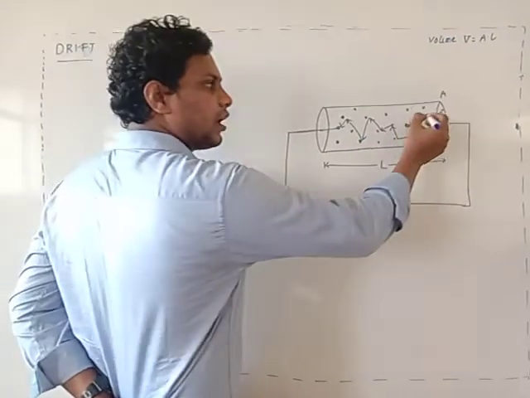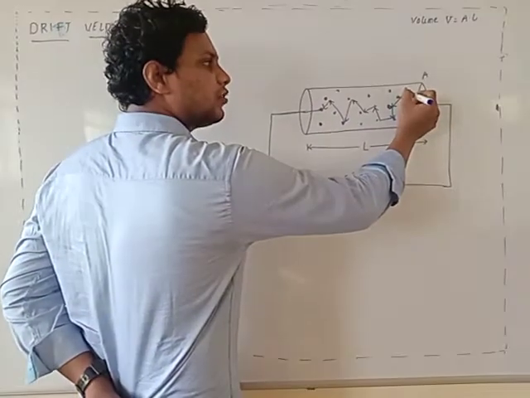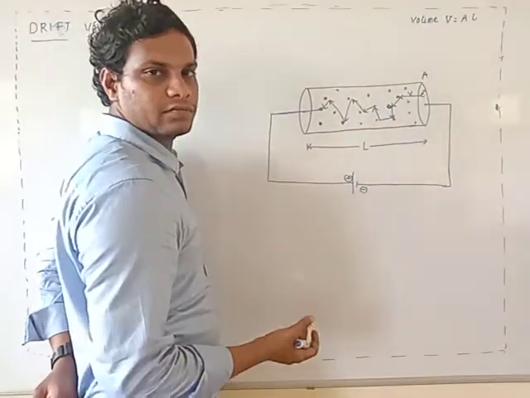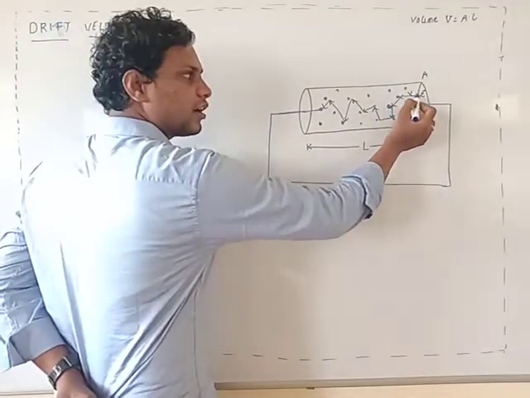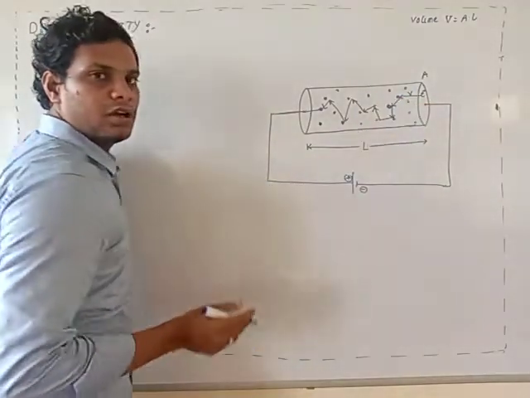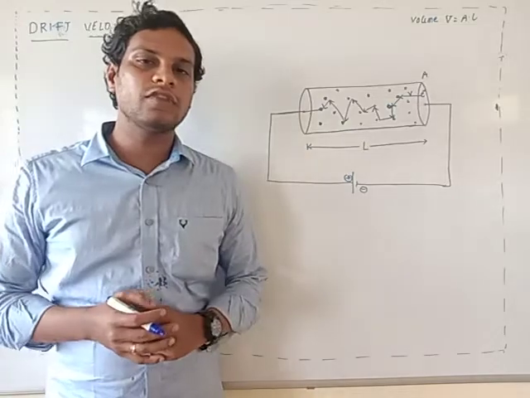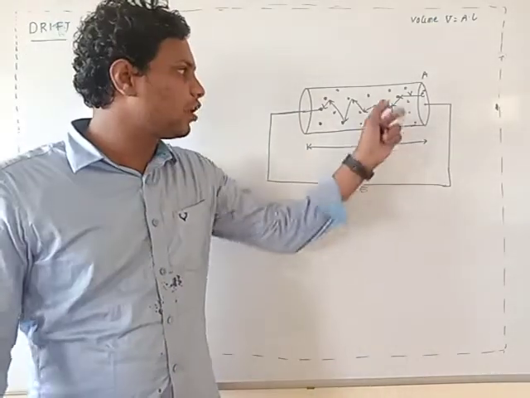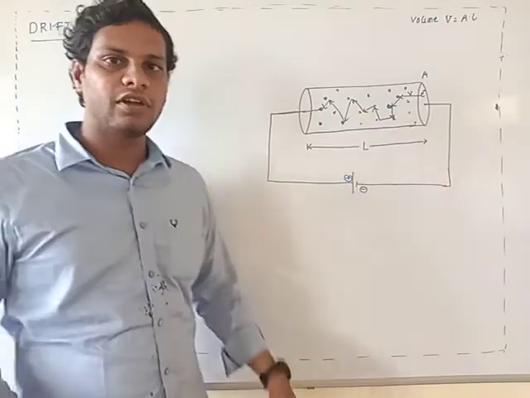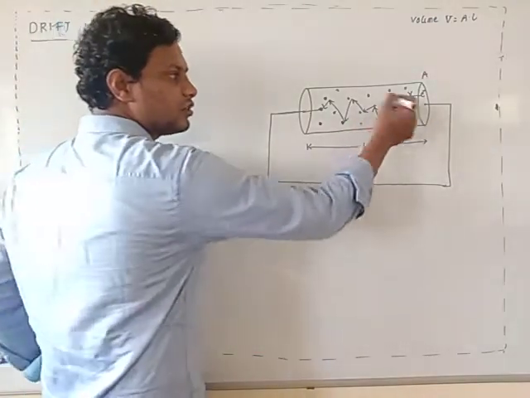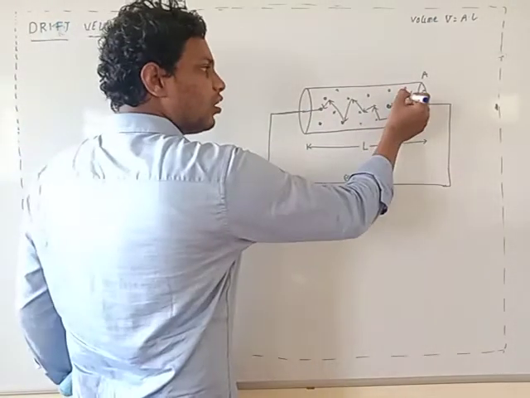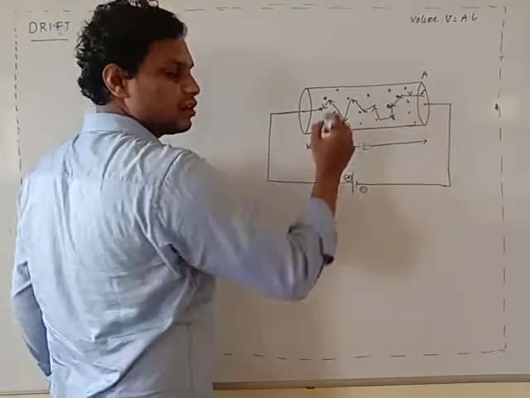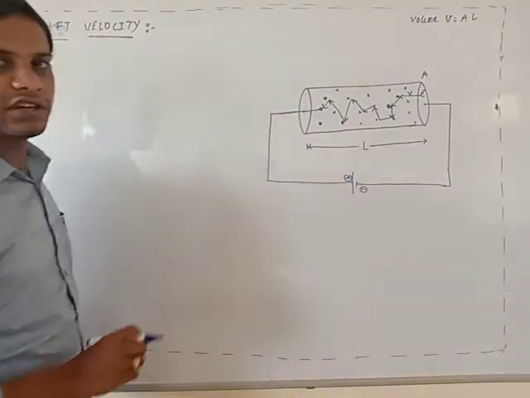At each and every collision, the velocity of the electron may change. Whenever this electron collides with another electron, because of the concept of elastic collision, there will be an exchange of momentum. Therefore, velocity will change. The velocity may increase or decrease. So velocity changes at each and every collision, and direction will also change at each and every collision.